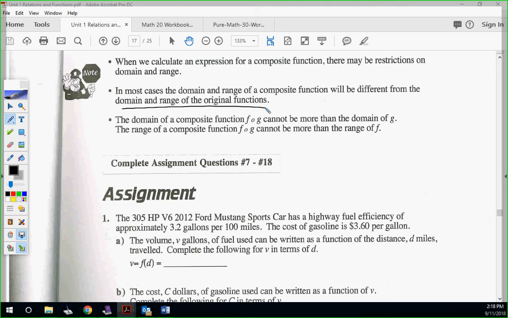The domain of the composite function f of g cannot be more than the domain of g. The range of the composite function f of g cannot be more than the range of f. So you can't gain domain values or gain range values with a composition. So what it's saying is that, as again, what Steph said, if f has a restriction of 3 and higher, I can't now say all reals for my composition. It has to be at least the 3 or higher at a minimum. So once you do the composition, you won't gain domain values, if that makes sense. All right, let's stop it there.